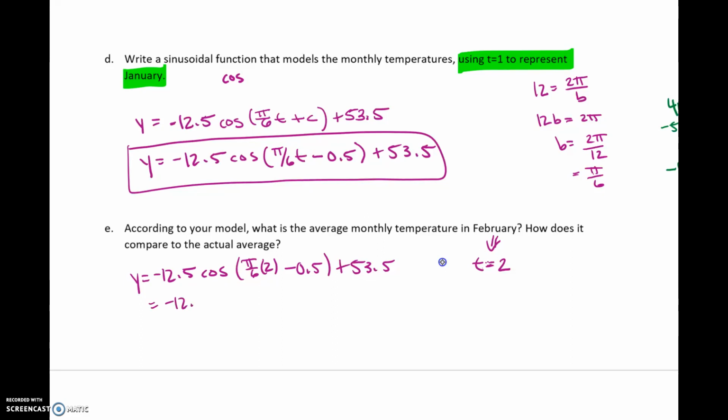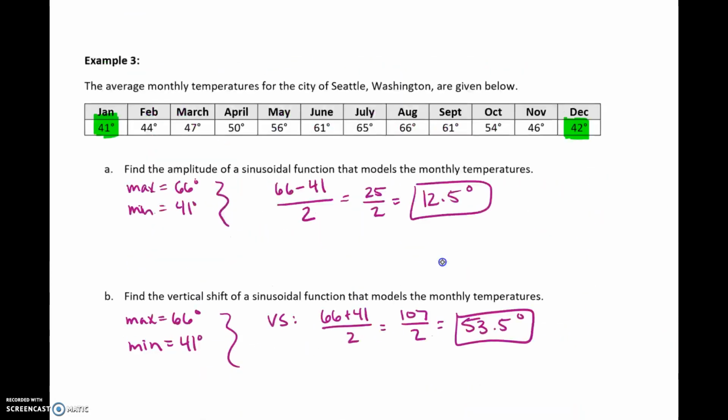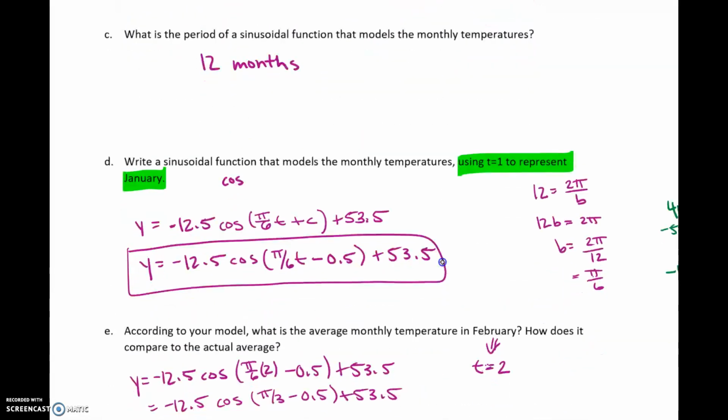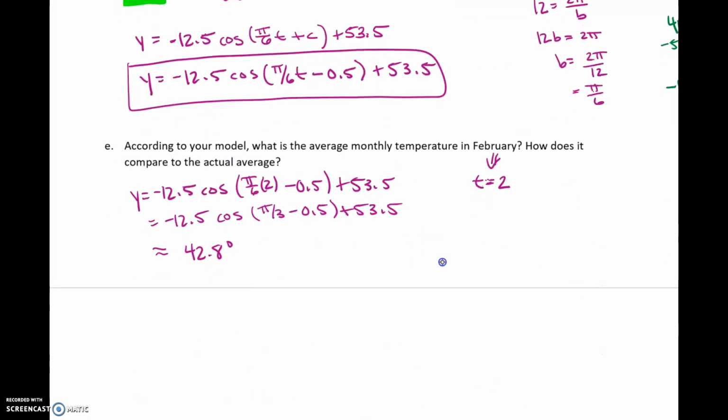Again, you can enter that in your calculator. If you want to do one step in your head, you can say 2 times pi over 6 is going to be pi over 3, so it's a little bit easier to type in your calculator. You would get approximately 42.8 degrees. If you compare that to the actual value, February is 44, so it's relatively close to the actual average. It's off by a little bit more than a degree.